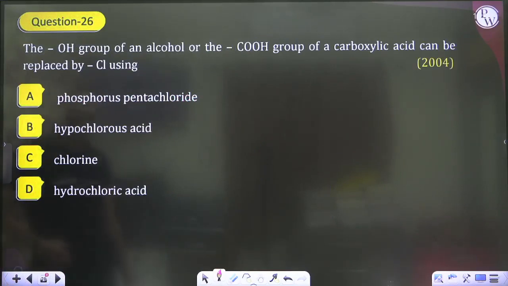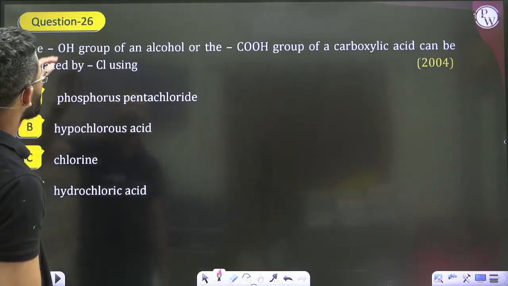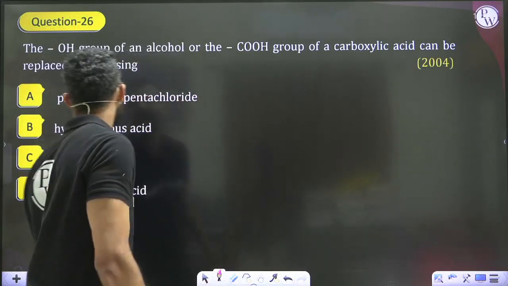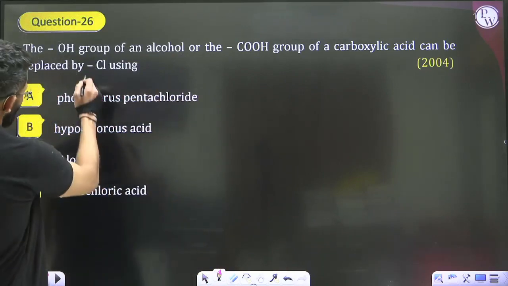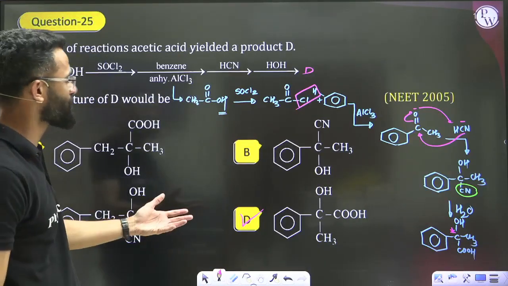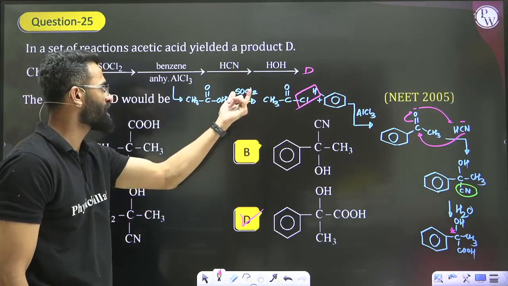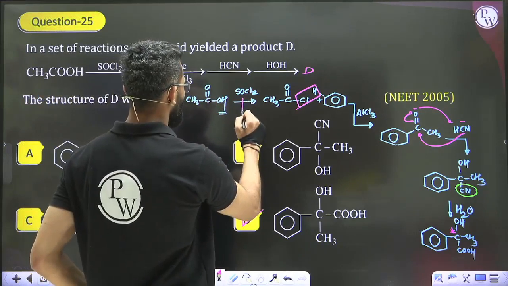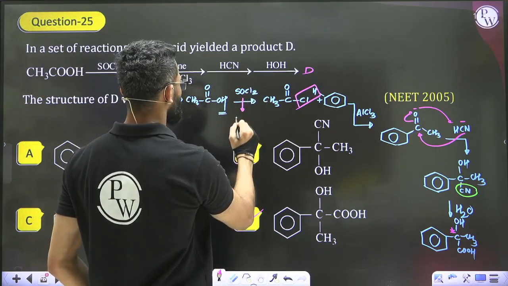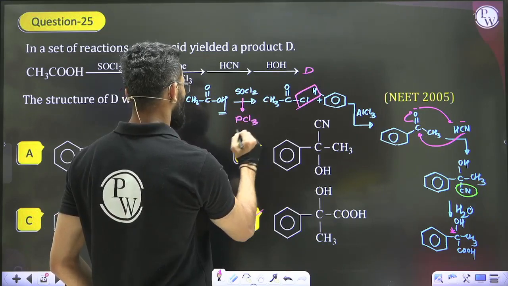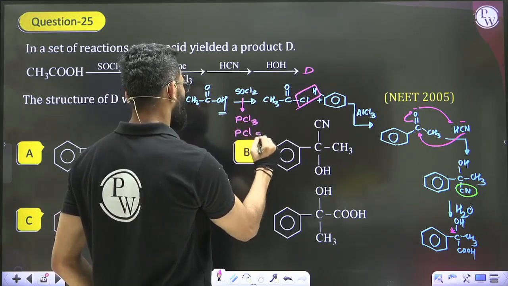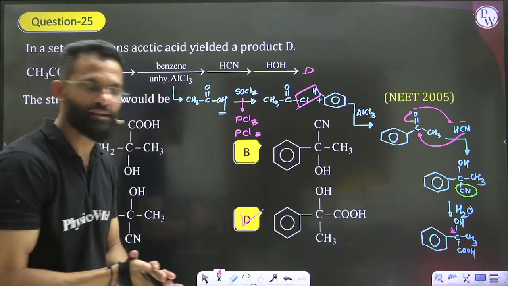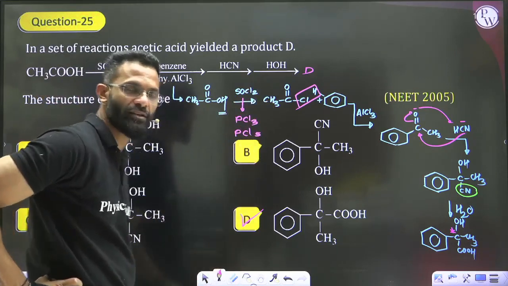Next question, 26. The OH group of an alcohol or the COOH group of carboxylic acid can be replaced by chlorine using. Alright guys, in the previous question we discussed the same thing. SOCl2 is a chlorinating agent that is used for the replacement of OH. Other than this, several other reagents could have been used. If not SOCl2, we could have also used PCl3 or PCl5. These all are chlorinating agents which are used to chlorinate OH of either alcohol or carboxylic acid. So the set of reagents available for such chlorination are SOCl2, PCl3 or PCl5.